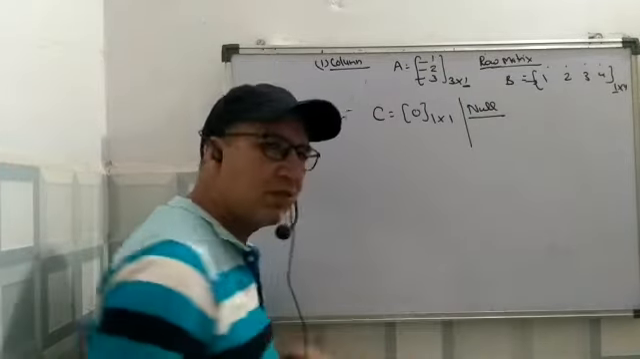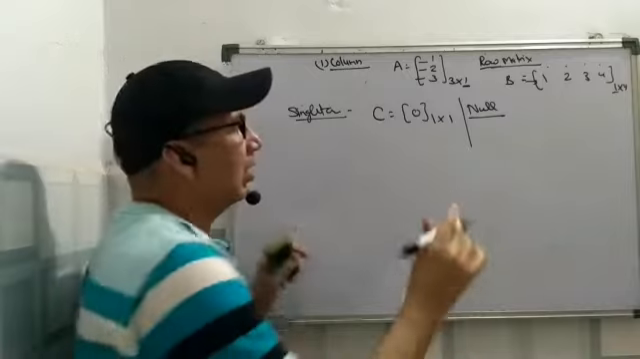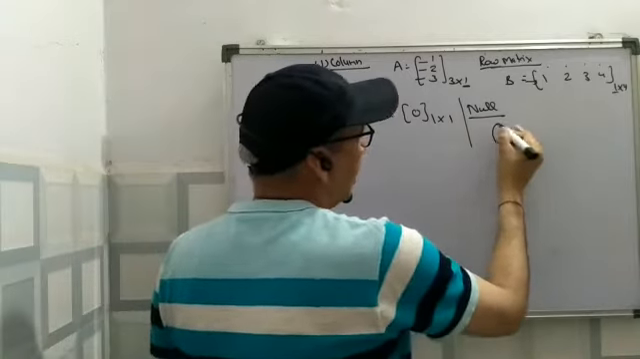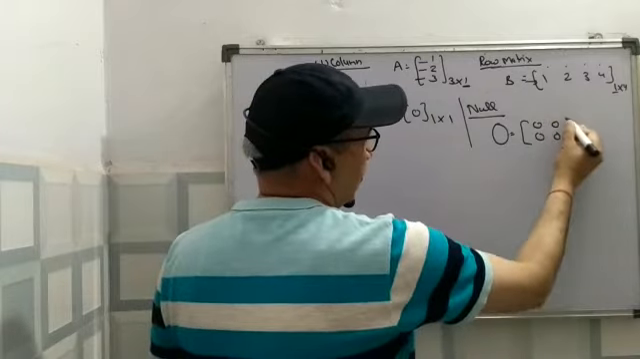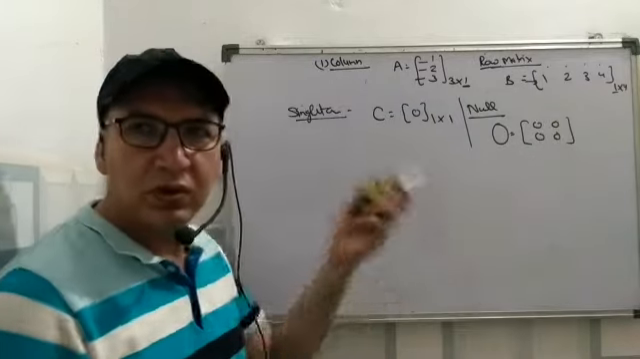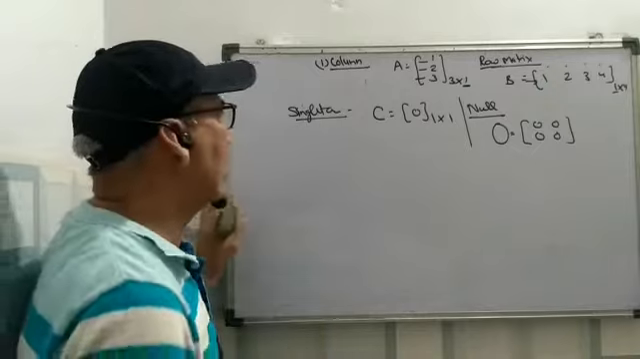Null matrix. As the name specifies, all the elements of the matrix are 0, and we represent this by the capital letter O of English. That is 0, 0, 0, 0, 0. So this is the null matrix.